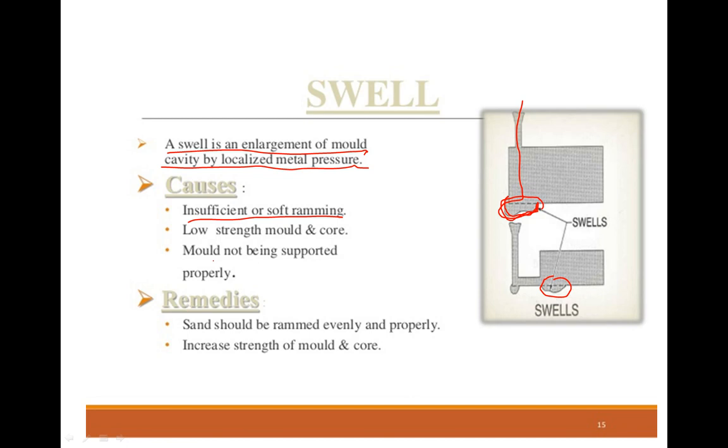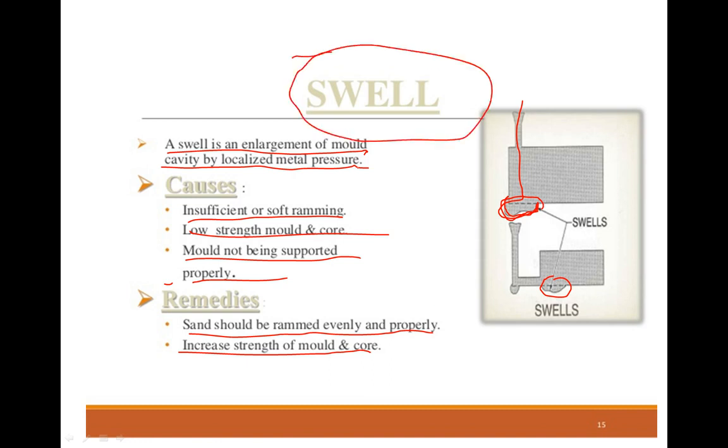Low strength mold and core, and the mold not being supported properly. This can be avoided if sand is rammed evenly and properly to give strength to the mold and core. So this is the swell as a casting defect.